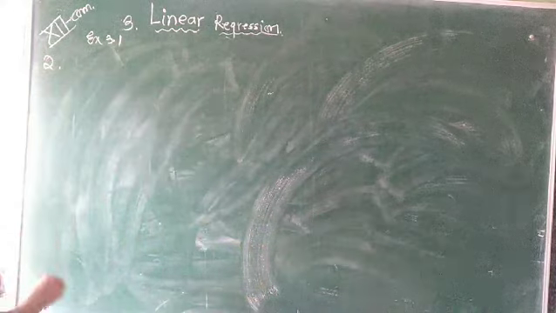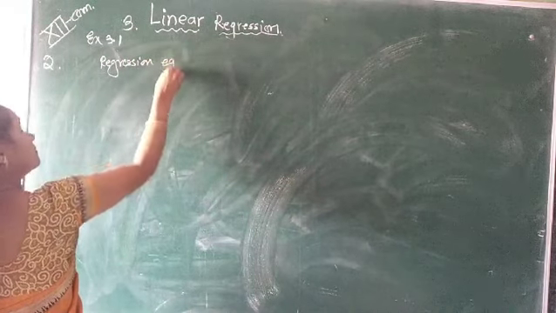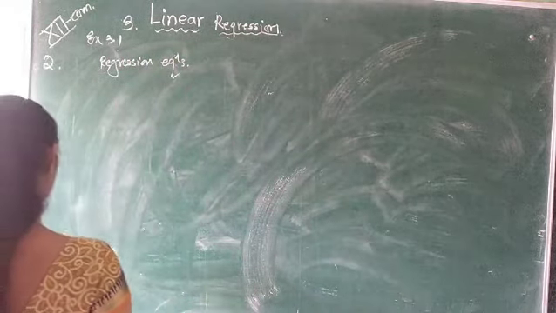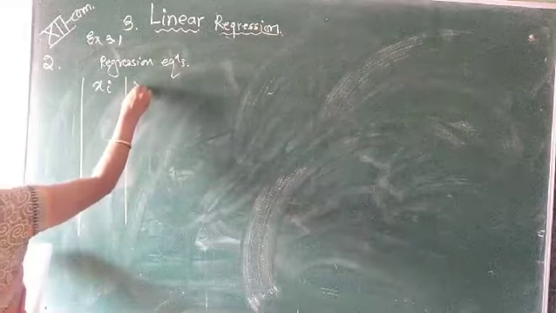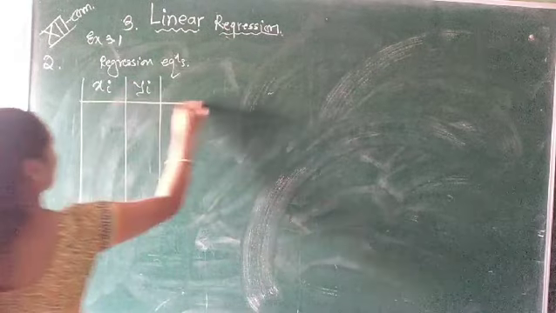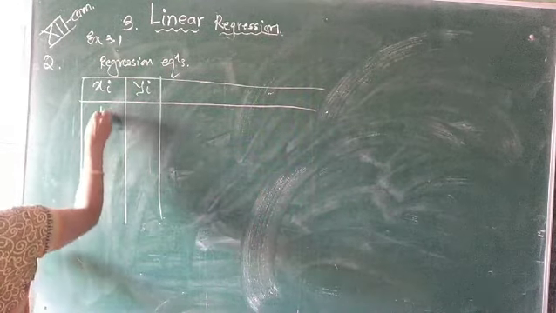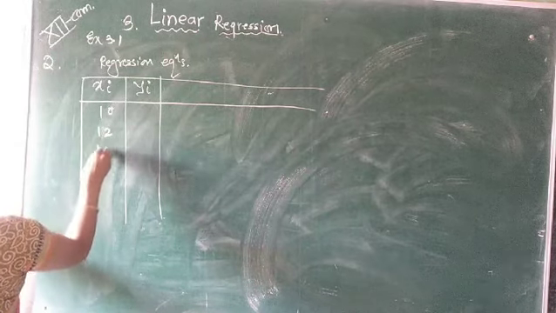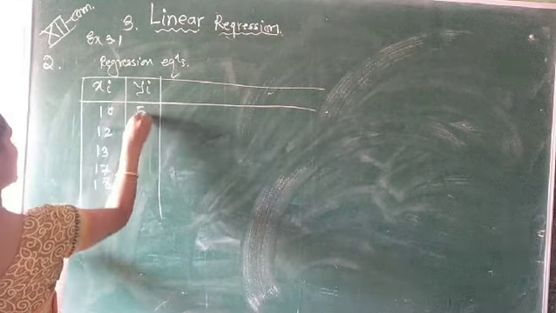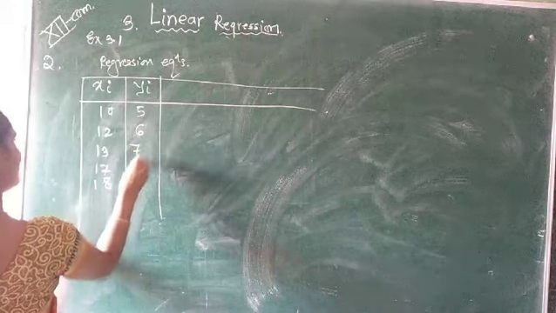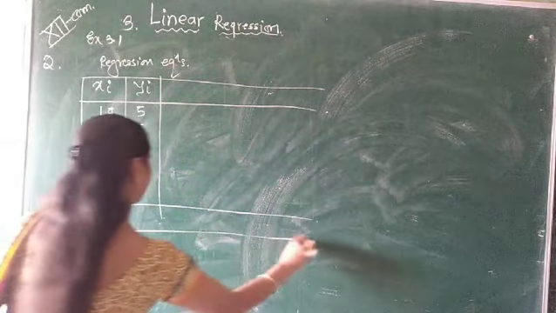Question 2. Find regression equations. That means for values of xi, yi, the values are: x is 10, 12, 13, 17 and 18; y is 5, 6, 7, 9 and 13. First we have to write the next table.